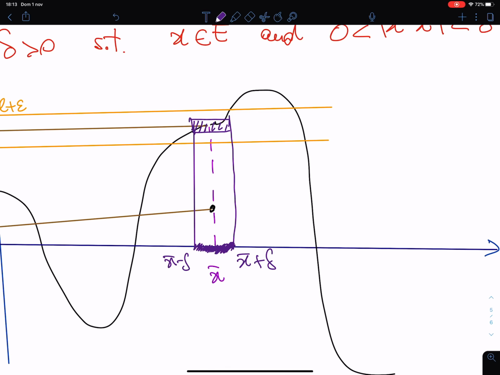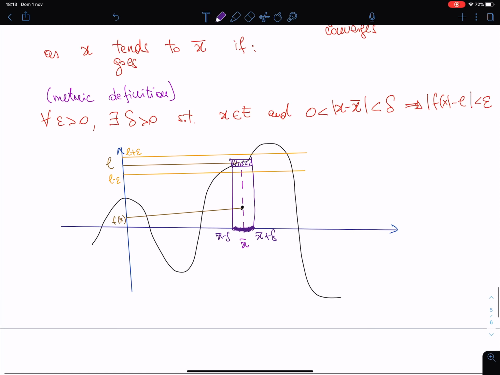Stop. So now, if you did not understand this picture, try to do it by yourself. Go back in the lecture and recover it. This is extremely important because this is the idea of limit, at least for a convergent function. Okay? This is the basic, elementary idea.